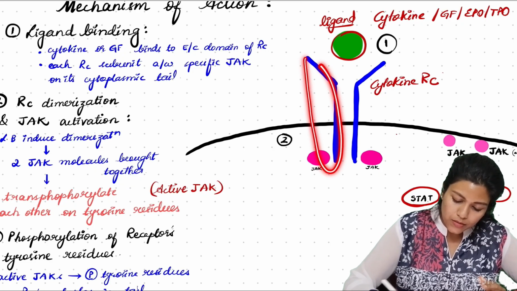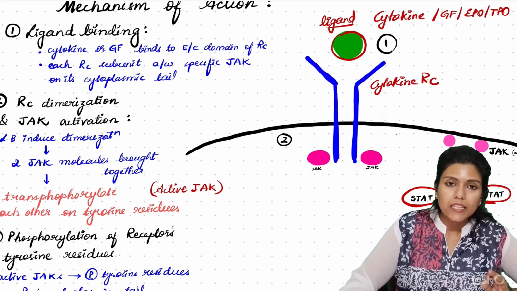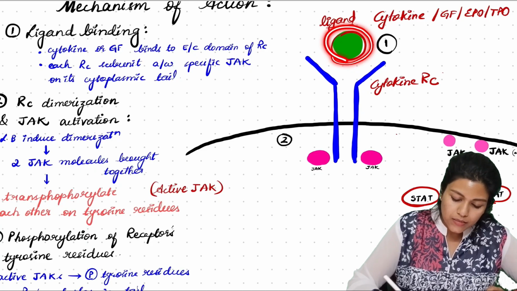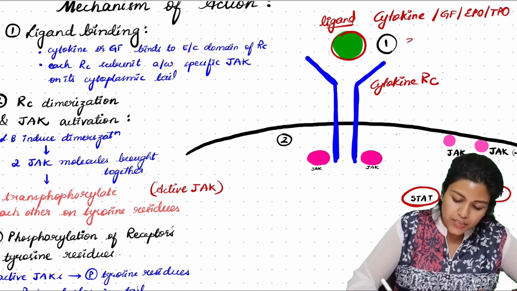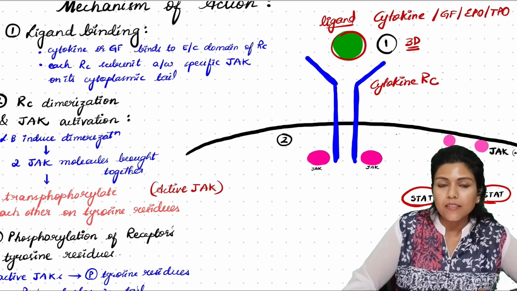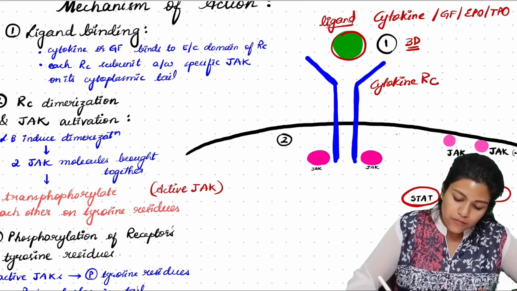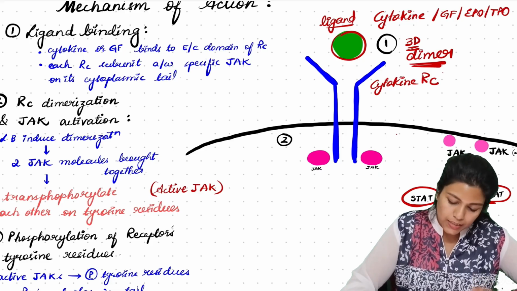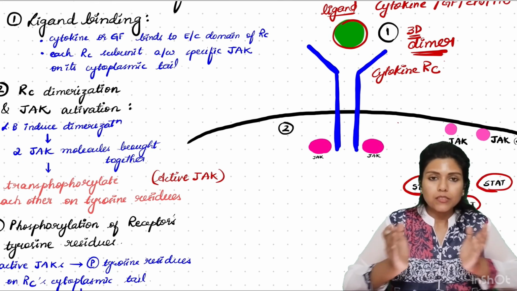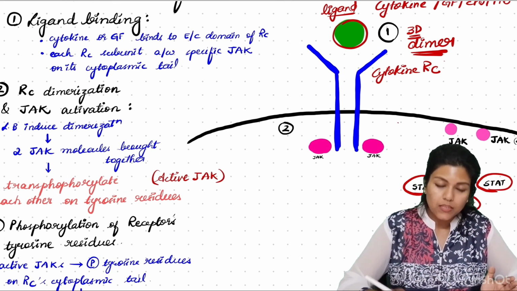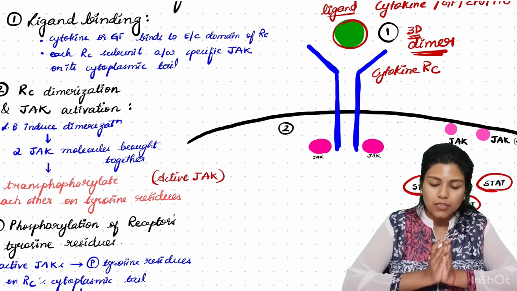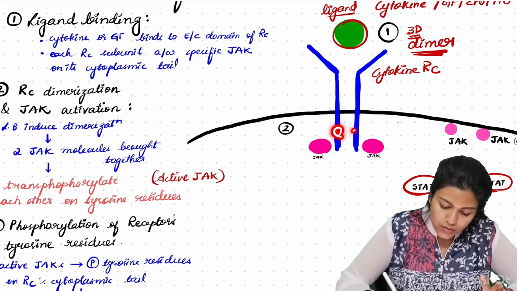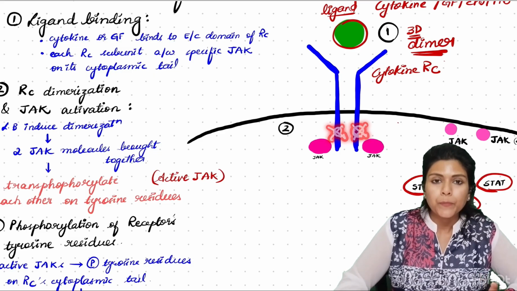This is one monomer. Ligand binding has occurred. Because of ligand binding, there's a certain conformational change. That is, the three-dimensional structure of the receptor has undergone change and now they form a dimer. That means the two receptor monomers are now adjacent to one another. But there's no kinase in their cytosolic domain.